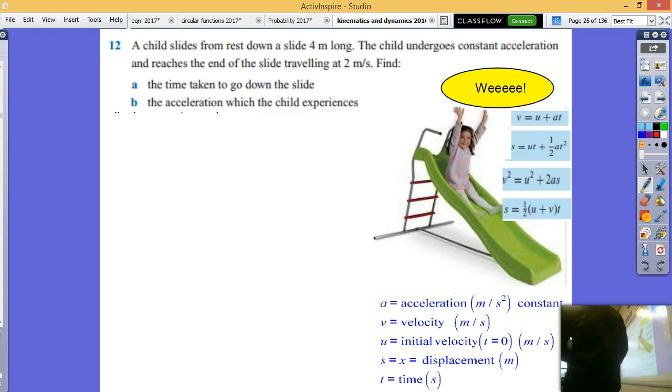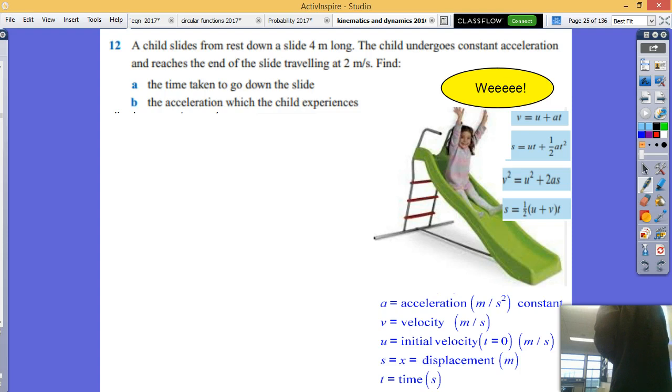So let's try this. Child slides from rest down a slide 4 meters long. The child undergoes constant acceleration, okay? Doesn't always have to be g being 9.8, it could be any type of constant acceleration value. This one here? So I want you to think about what this is. This is (u + v) divided by 2. If you've got two velocity numbers, you add them together and you divide by 2, what are you finding?